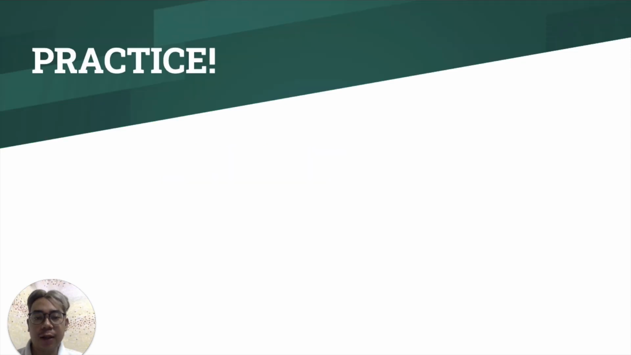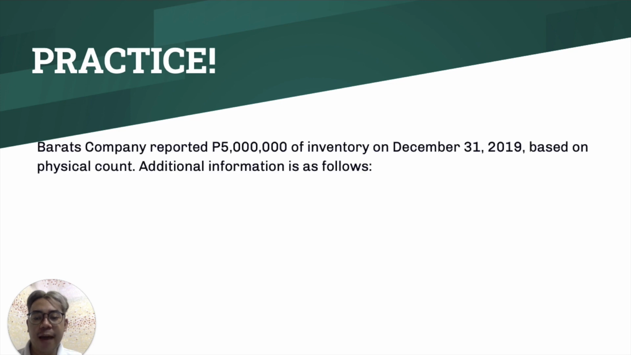So let's have a practice of the recognition of inventory. So for example, Bharat's company reported 5 million pesos of inventory on December 31, 2019 based on physical count. Take note, physical count. That means yung mga nasali lang sa 5 million is yung mga nandun sa premises ng company. So kapag wala siya doon, ibig sabihin hindi siya nasali sa physical count.